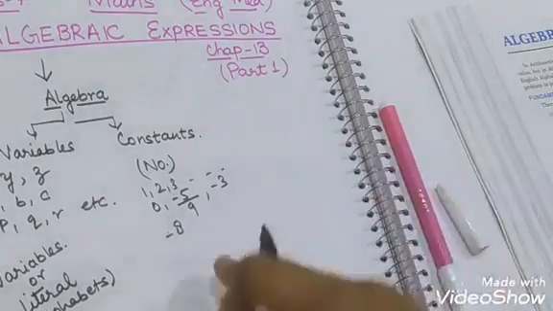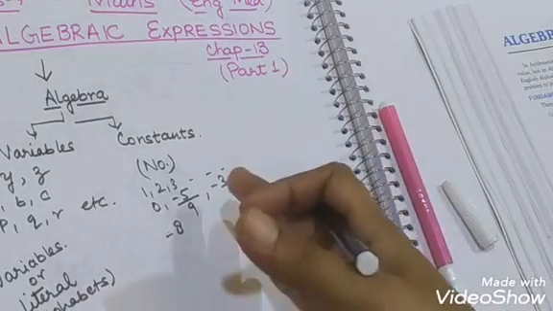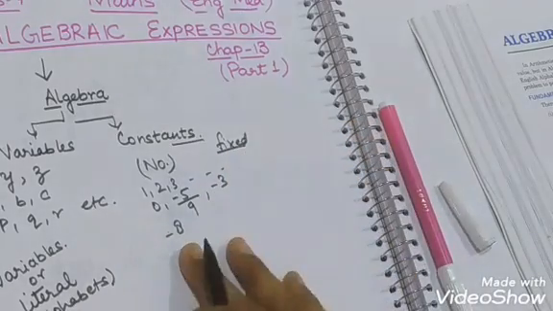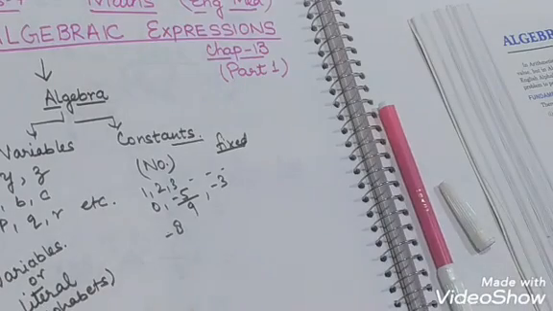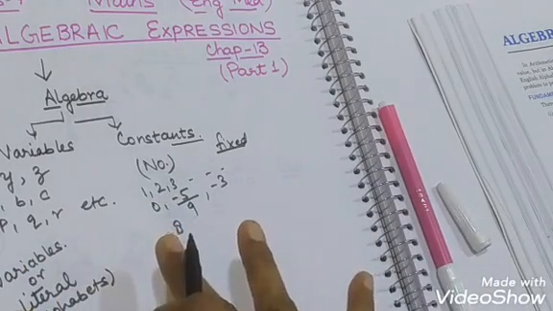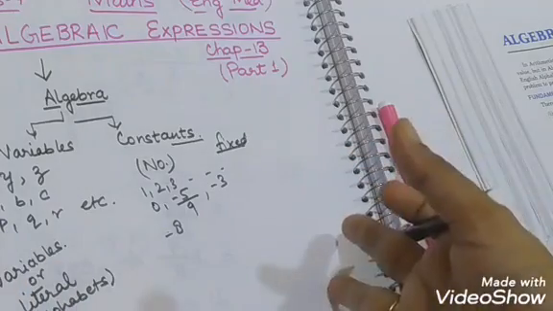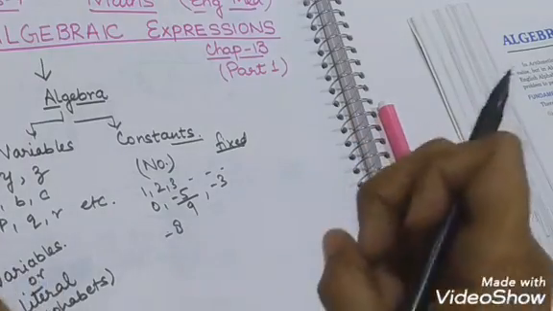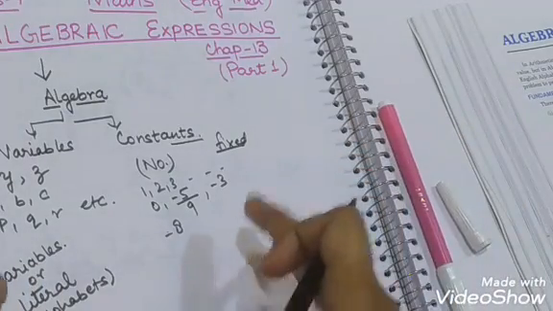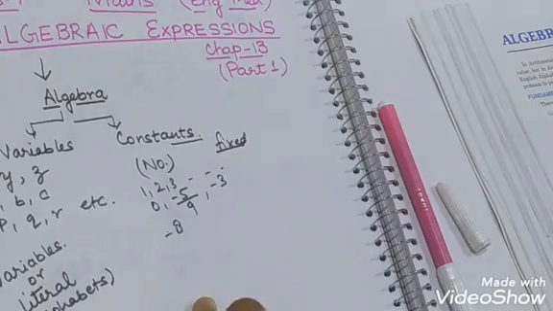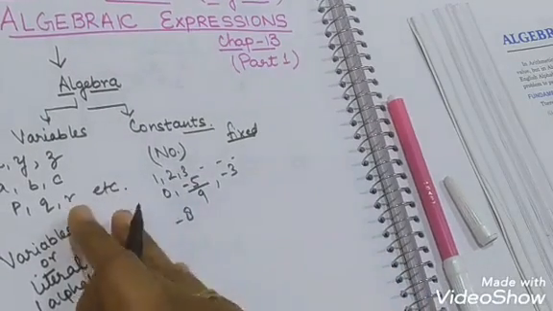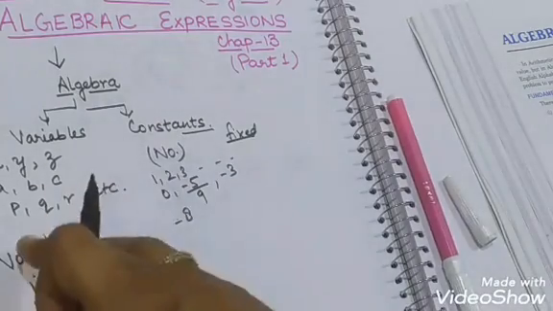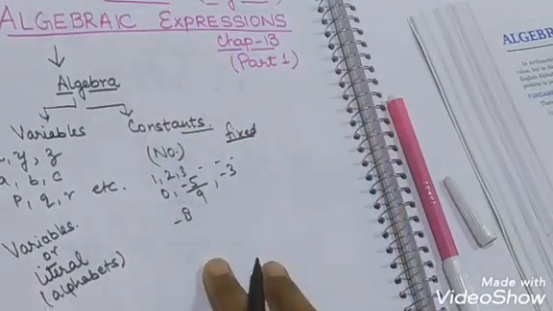And what is the property of a constant? Their value is fixed. Constant means their value is fixed. If -8 comes in a particular equation, it means it is -8. If it comes in another equation, it still means -8. Its value does not change from equation to equation. So all the numbers are called constants and their value is fixed. But variables or literals are alphabets whose value varies from equation to equation.